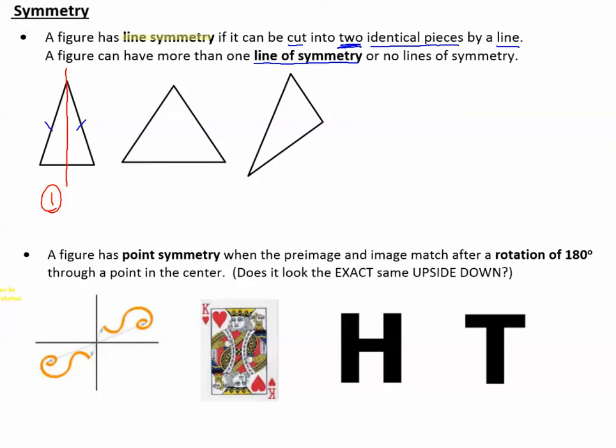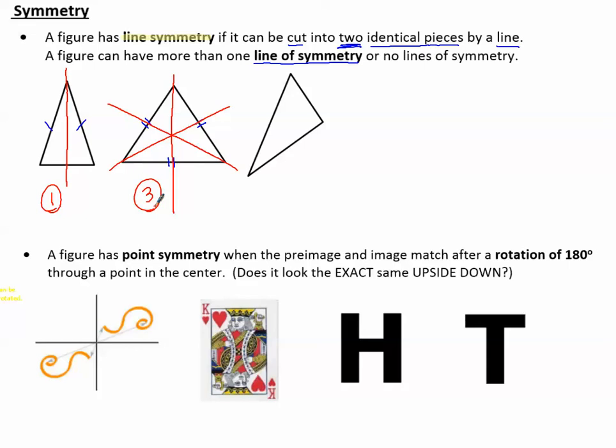How about the next one? Well, this triangle looks like it is equilateral, which means all three sides are congruent. Therefore, I can do that vertical line going down the center. That's one line of symmetry, so this half is congruent to this half. But I can also do this line and get this half congruent to this half, or this line and get this half congruent to this half. So this figure has three lines of symmetry.